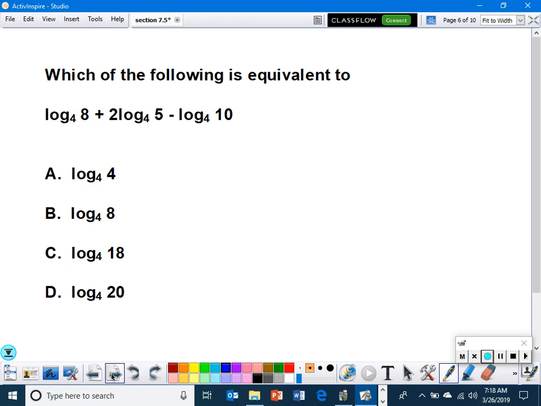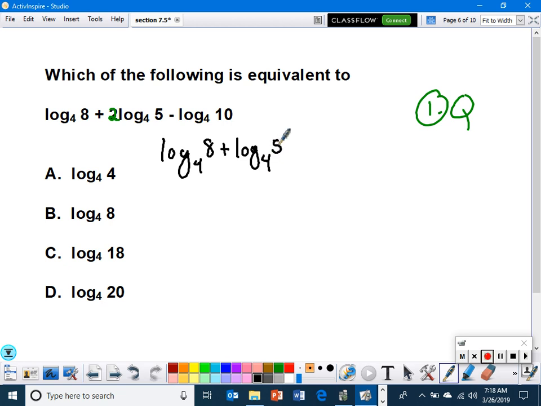Again, we're going to go backwards. We're going to start with the quotient. So that would mean I need to take care of this 2. So let me rewrite that. Log base 4 8 plus log base 4 5 to the 2nd power minus log base 4 10.